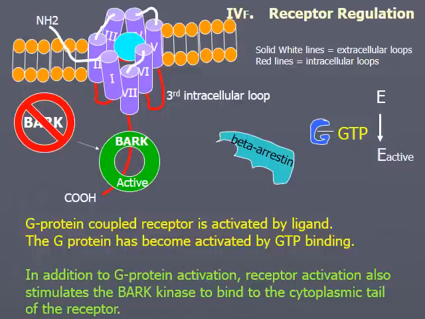Now, if it's a kinase, it's going to do what to a substrate? Add a phosphate group. So if this is called beta-adrenergic receptor kinase, what target is being phosphorylated? The beta-adrenergic receptor. And so what's happening?